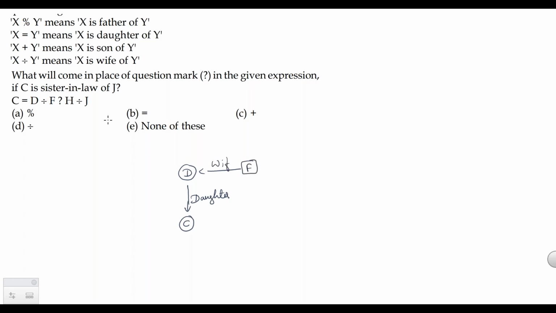Now F, H, J relation. So first I'll take H and J. H divided by J. H is the wife of J, means J is the husband. Now we have to make C the sister-in-law of J. So if C should be sister-in-law of J, then C should be the sister of J's wife. Now if I connect J's wife H with C, C should become sister of H, means H should become sister of C.